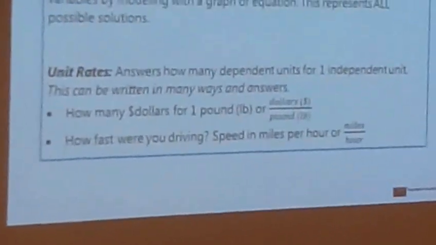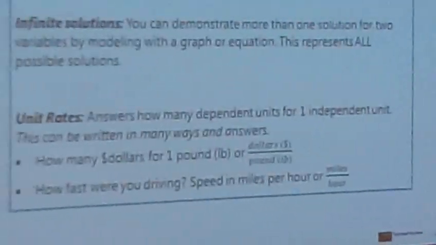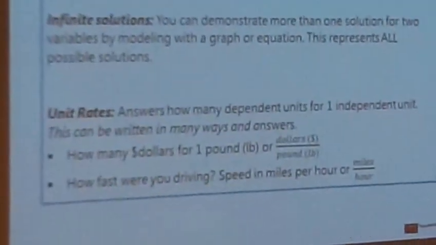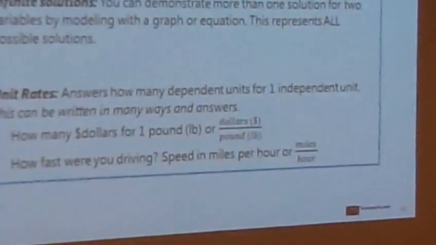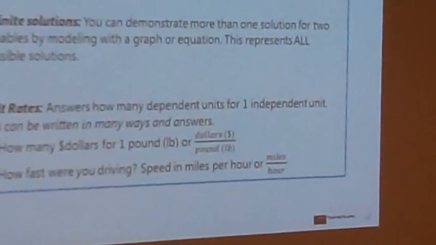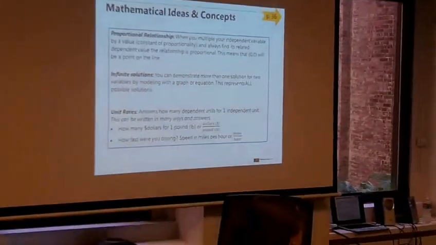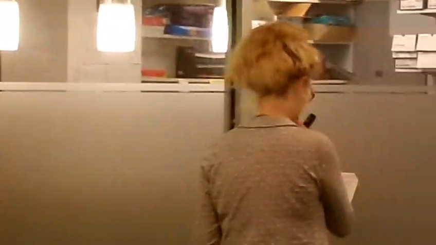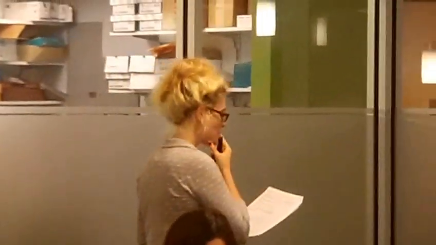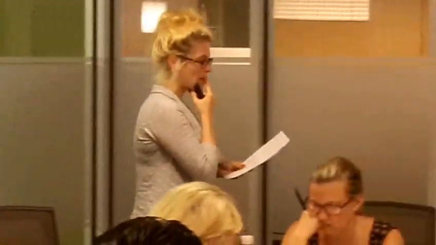And finally, if you will be a reader at unit rates, please, Erin. The answer is how many dependent units for one independent unit. This can be written in many ways for the answer. How many dollars for 1 pound, or dollars over pound? Dollars per pound. How fast were you driving? Speed in miles per hour. Excellent reading.